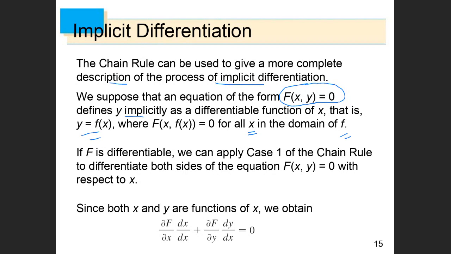So if F is differentiable, we can apply case 1 of the chain rule, the one that gave the partial derivative of F with respect to x for the independent variable t, and we can use it for both x and y. We can obtain that differential capital F over differential x times dx over dx, which at the end of the day is 1, plus differential F over differential y times dy over dx is equal to 0. Okay? So we can use it to find the expression of the derivative.